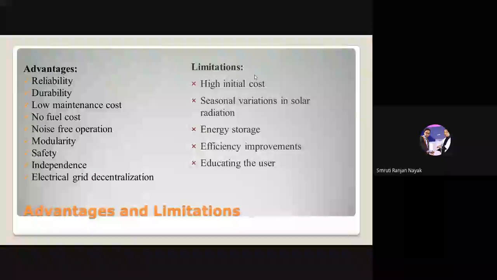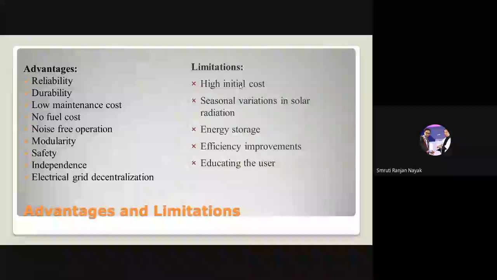Now, some advantages and limitations of solar power plants. Look, the advantages are reliability, durability, low maintenance cost, no fuel cost, noise free operation, modularity, safety, independence, and electrical grid decentralization. But it has some limitations. Look, here it has been written low maintenance cost. It is obvious, but it has a high initial cost.